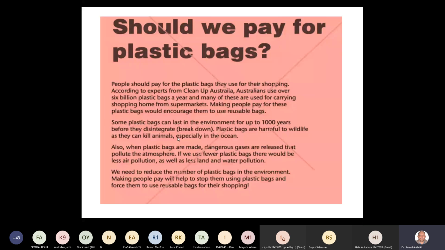So, did you get the message that the writer is trying to get across? Are you likely to try to perhaps cut down on your use of plastic bags? Are you going to change this habit of this excessive use of bags?